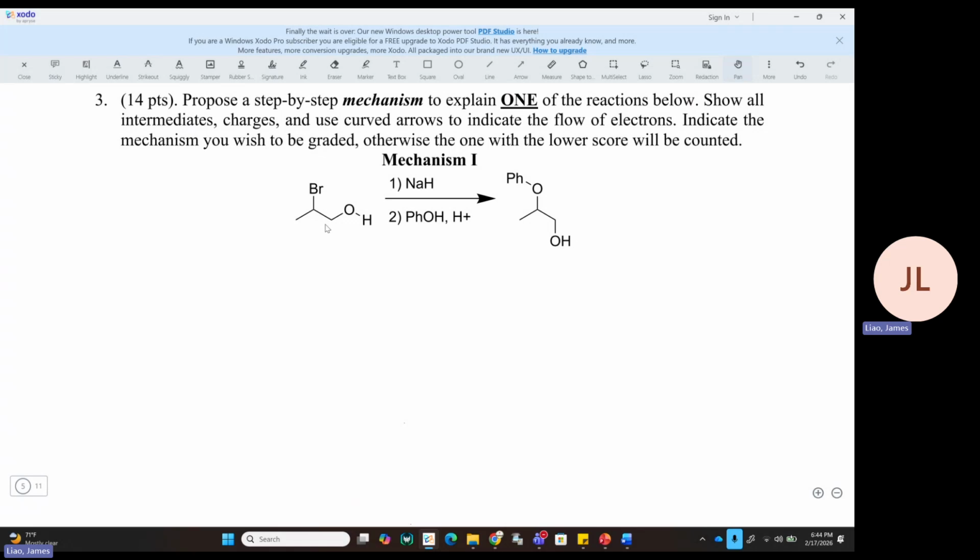a phenol group with an H plus. So it's going to be some kind of acid and phenol. Okay. So a bromo alcohol, BrOH, this is probably some kind of halohydrin formation, and we're going to use sodium hydride.